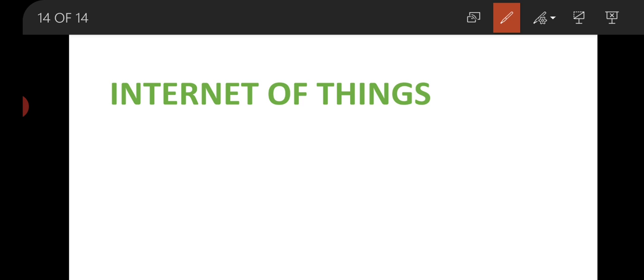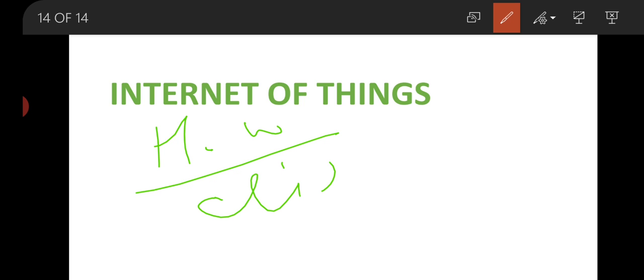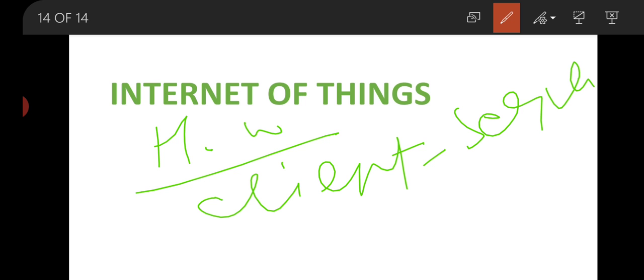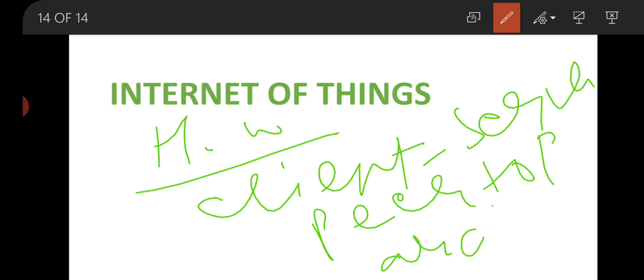Now for today your homework is the difference between client-server and peer-to-peer architecture, and the difference between switch, hub and router.